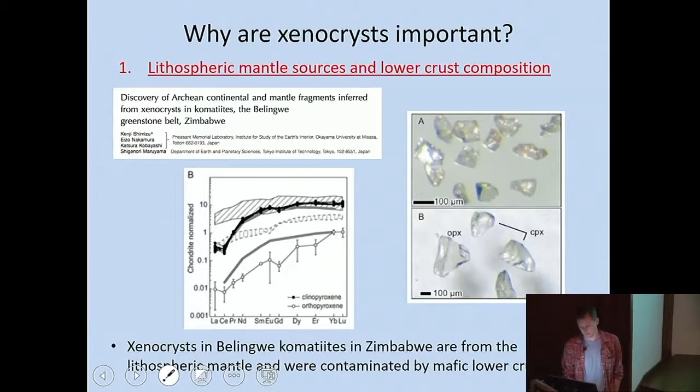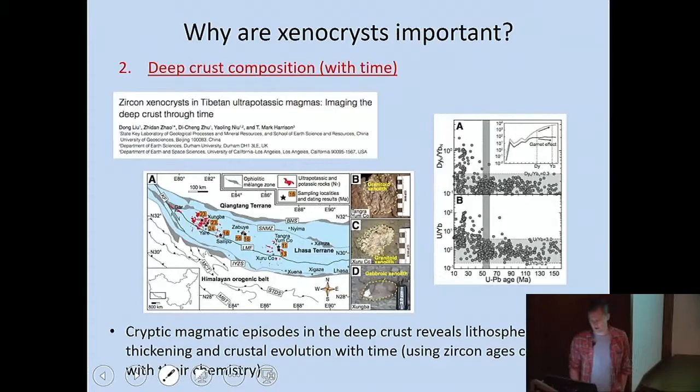Another example is that they can tell us about the composition and the evolution of the crust with time. This is another Geology paper looking at zircon xenocrysts extracted from ultrapotassic lavas in the Himalaya in Tibet. Basically, on this plot on the right, we can see a range of ages of these zircons, and they cluster at certain points. And these record magmatic flare-up events during the crustal construction of the Himalayan crust.